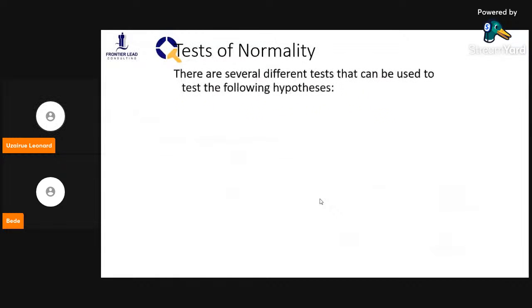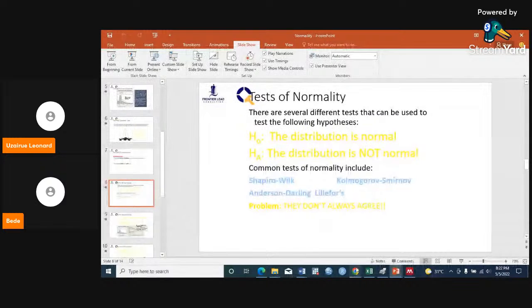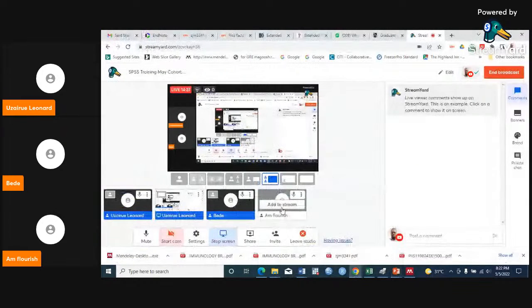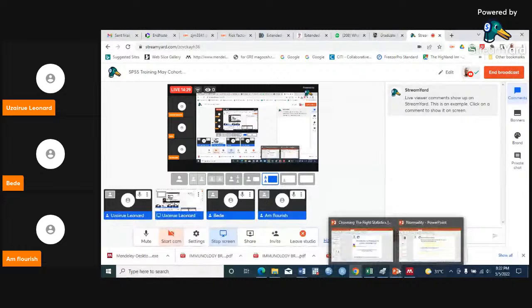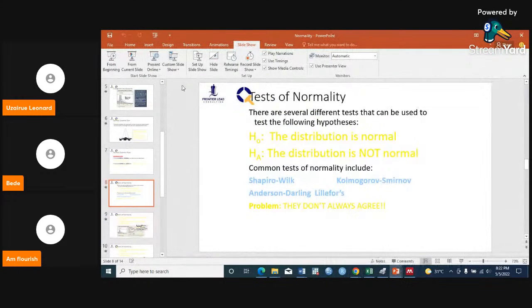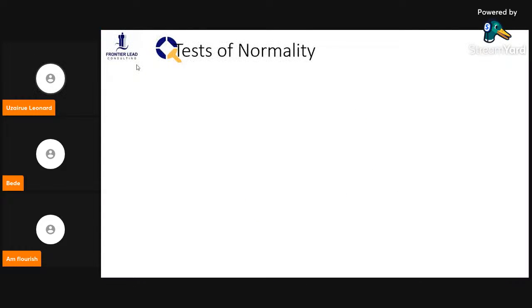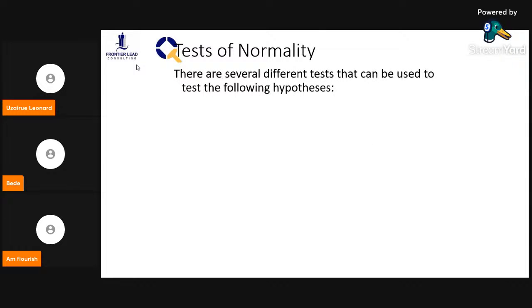Now we want to quickly take an example. Assuming we have a data set, there are several parameters that we can use to run a normality test. In this example, these are the steps that you are supposed to take when you are testing for normality.